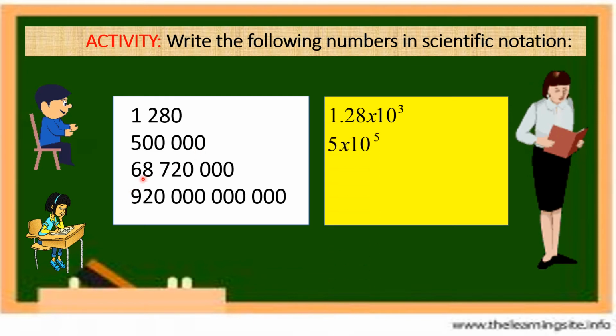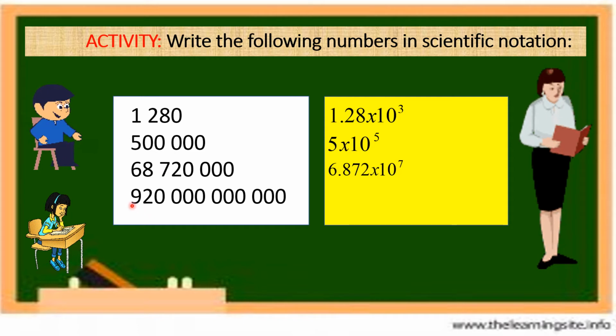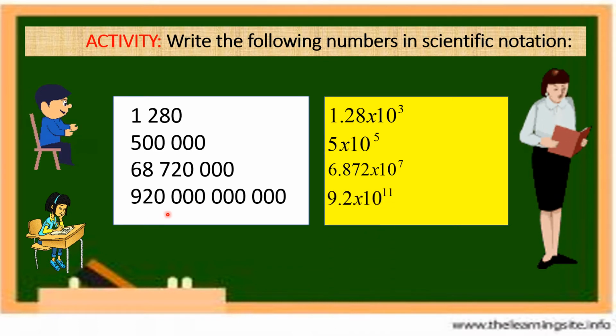We are in the next number, 68,720,000. That is 6.872 times 10 raised to the 7th power. Then the last, we have the given. So this is 9.2 times 10, 3, 6, 9, 11. 9.2 times 10 raised to the 11th power.